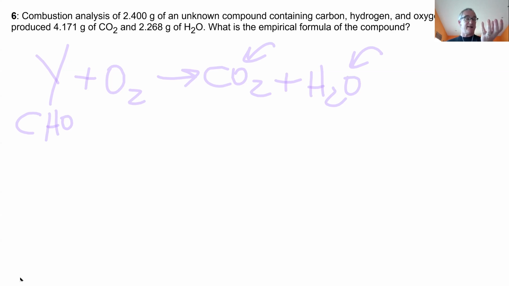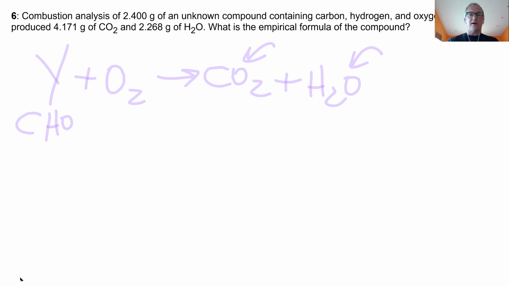So most likely, almost all of the oxygen in the CO2 and the water are going to be from the atmosphere, and hardly any of it is going to be from compound Y. But we can't take that for granted. So the way we're going to figure it out is determine how much carbon we have, how much hydrogen we have, and then the remainder must be oxygen. So that's how we're going to do this, okay?